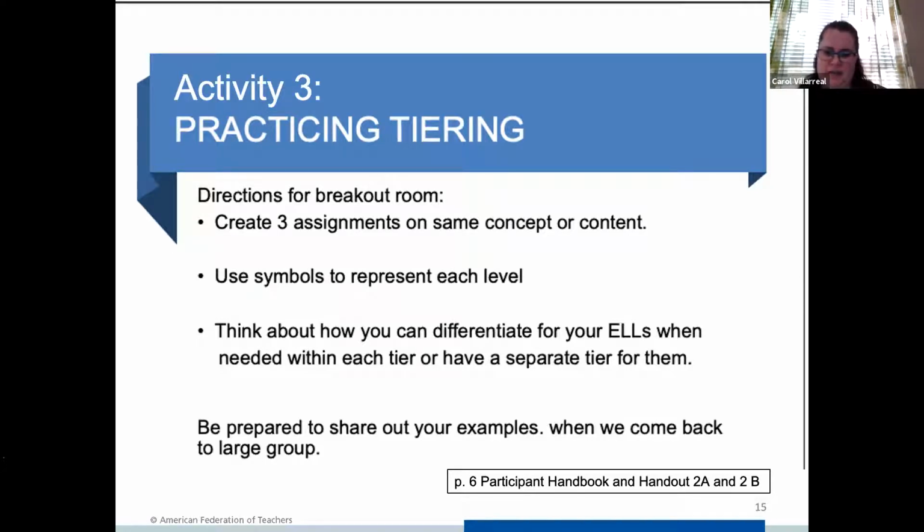Looks like Sharon's sharing in the chat that they created 3 assignments. They're all going to read the same text. Tier 1 is going to focus on the questions from the text. Tier 2 is going to focus on inference. And tier 3 is going to focus on understanding. Okay. So you guys are doing a reading assignment. Does anyone else have any other examples of what they discussed in their breakout room?